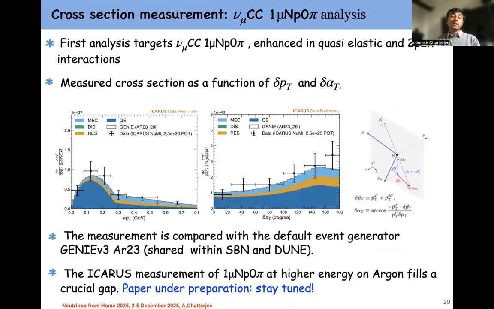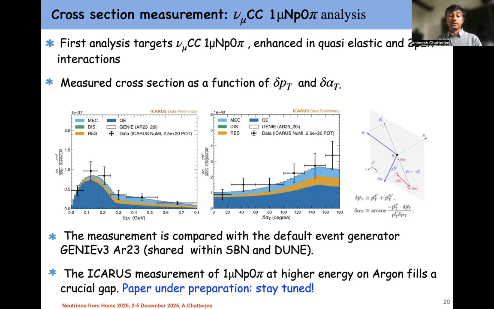The first analysis targets the new muon CC 1 muon, N protons, 0 pion channel, which is enhanced in the quasi-elastic and 2p2h interactions. Here we are showing the cross-section measurement as a function of the transverse kinematic imbalance, the delta pT, the transverse momentum imbalance, and the delta alpha T, the angular imbalance of the final state.